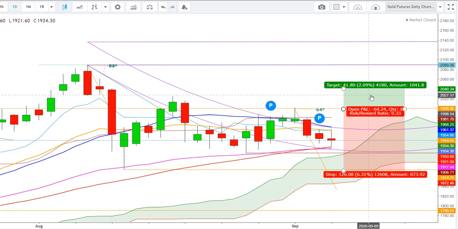Friends, this will be my expected zone where I would prefer to go short in gold futures from the levels of $2001 with a stop loss at the levels of $2040, and my targets will be at the levels of $1872 for the upcoming week.